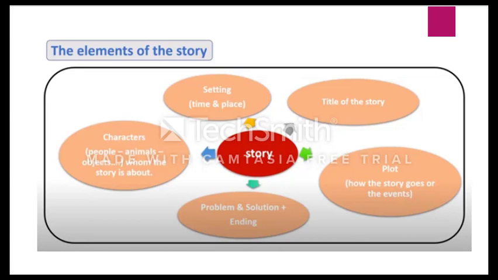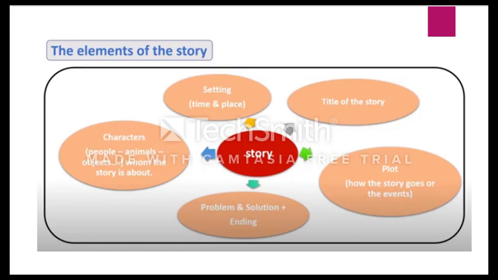When you want to write a story, you have to start with a title of the story. Next, you should write the setting of the story. What is the setting? Setting is time and place. Say the time when, last week, last year, last Friday, and the place, maybe at the park, at the shopping center.